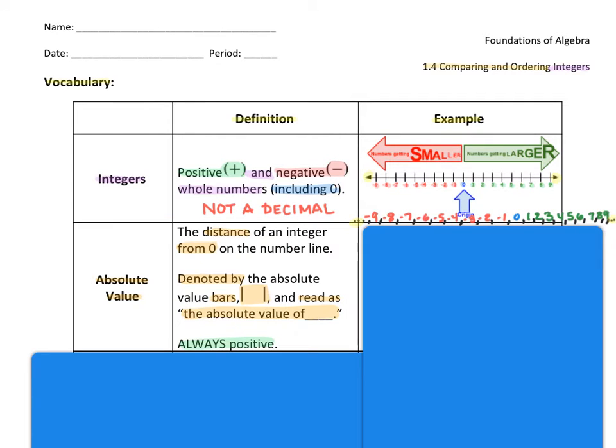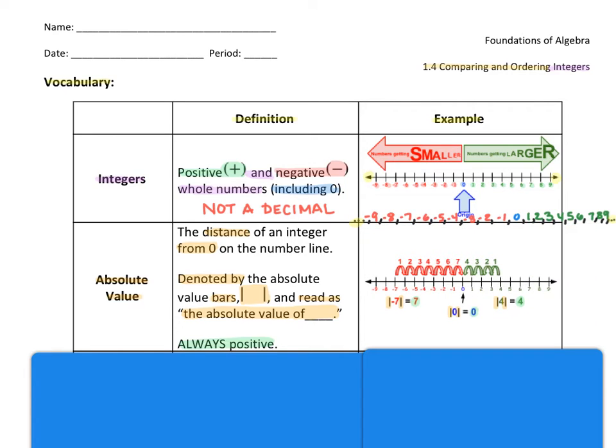Our next vocabulary word is absolute value. The definition for the absolute value of an integer is the distance of an integer from 0 on the number line. The absolute value is denoted by absolute value bars and read as the absolute value of whatever you see on the inside of those bars. One special thing to note about absolute value, since you're counting the distance, it will always be positive.